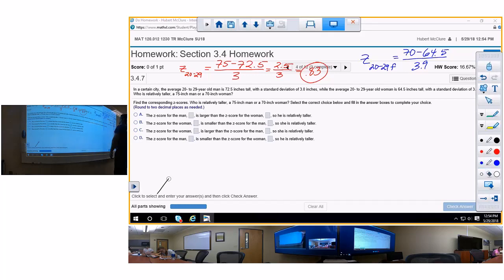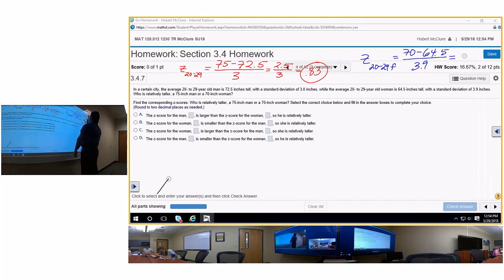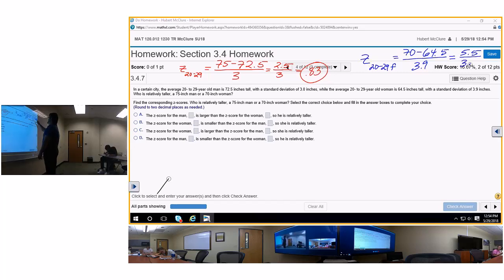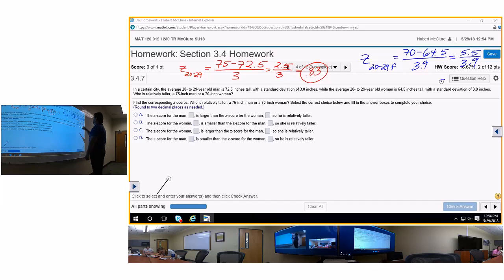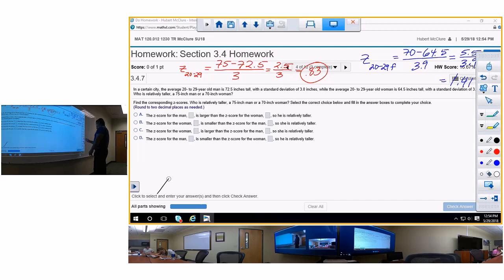Your z-score for this group, well, $70 minus, that's going to be $5 and what? 50 cents over 3.9. Calculator drill team, what do you get? 1.41. 1.41. So we take our handy dandy green marker.